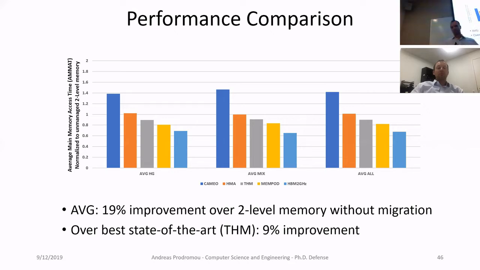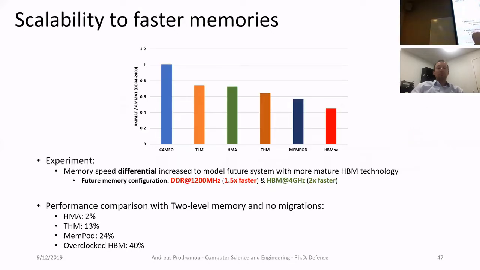We wanted to see how our mechanism and the others behave on future memories. To model a future memory, we decided to accelerate both the on-chip and off-chip memory, but increase the speed differential between the two. So we assume that HBM technology will mature and the difference between the two memories will grow. So we made the DDR 1.5 times faster and HBM twice as fast. We measure MemPod to scale better than the other approaches, partly because of its divide and conquer design. It's 24% better against a 2-level memory without migrations, whereas the best case scenario would have been 40%.